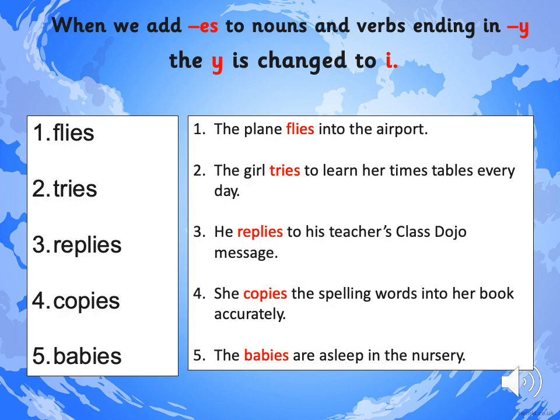Here are the correct spellings, and the rule that we were applying for these spellings was when we add es to nouns and verbs ending in y, the y is changed to I. So if you look at number 1, the word fly would be spelt F-L-Y. When we add es to the word, we have to change the y to an I, and it becomes F-L-I-E-S. If you got any of those wrong, keep practicing them.